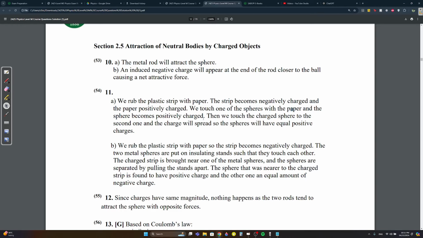We touch one of the spheres with the paper, and that sphere will become positive, because if you touch something with a positive object, it's going to become positive. Then you touch the positive sphere to the second one, and the charge will spread to that sphere. Okay, this makes so much sense.